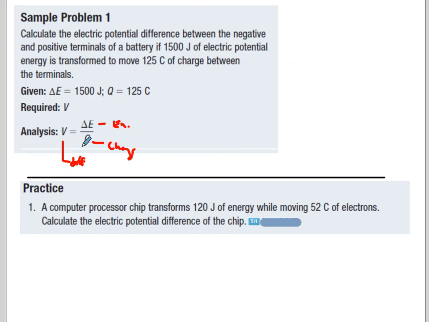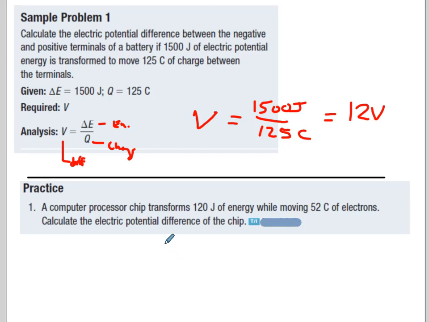So if we were to solve this question, we would have V equals 1,500 joules over 125 coulombs. And if we divide that out, that is what, 12? Better double check. I think it's 12. 12 volts. Okay, so if you want to pause it and try the next one, you can do that right here. You can tell my son stole my calculator for double checking.